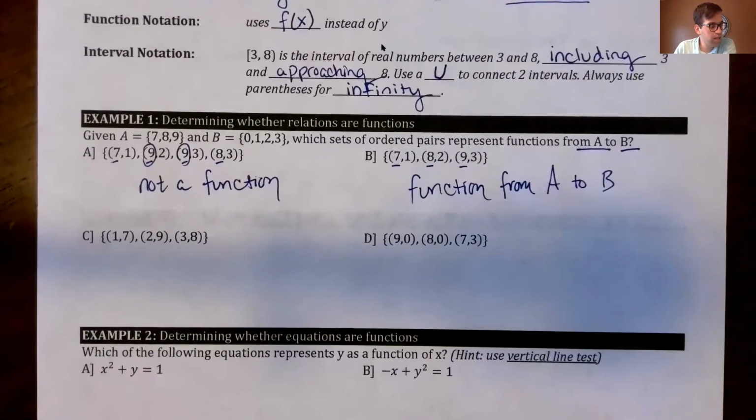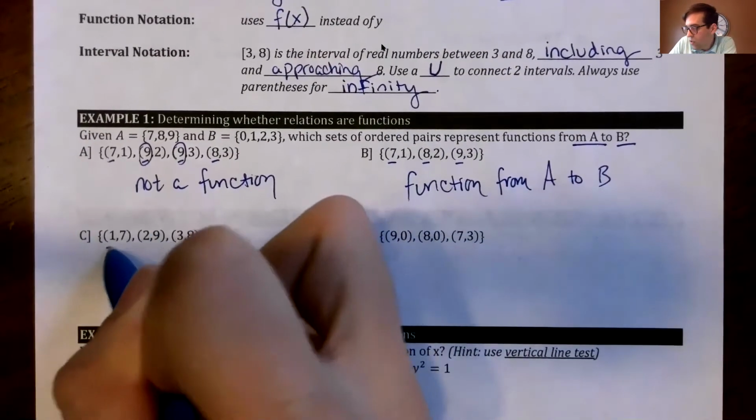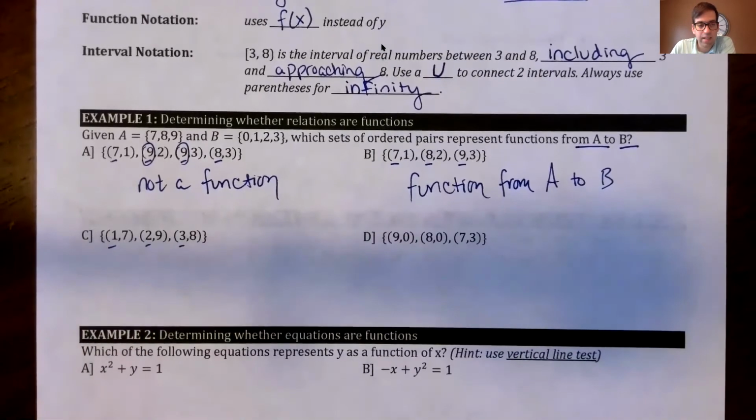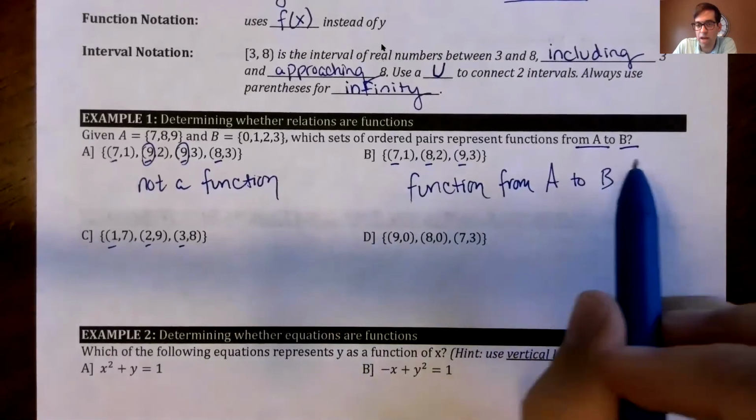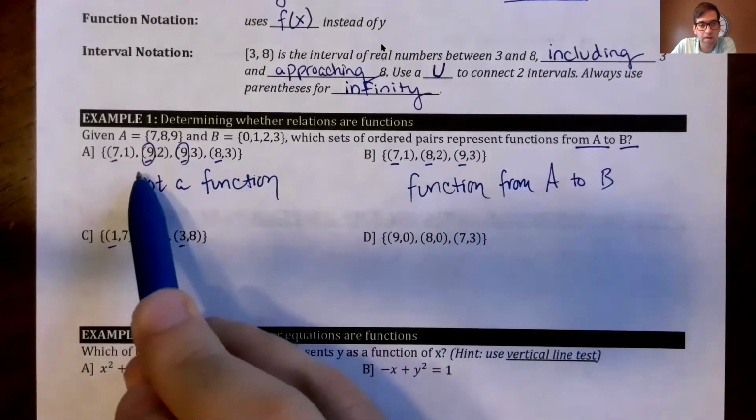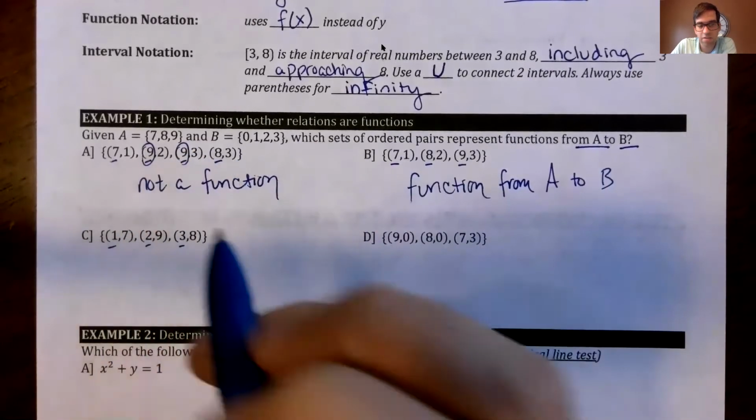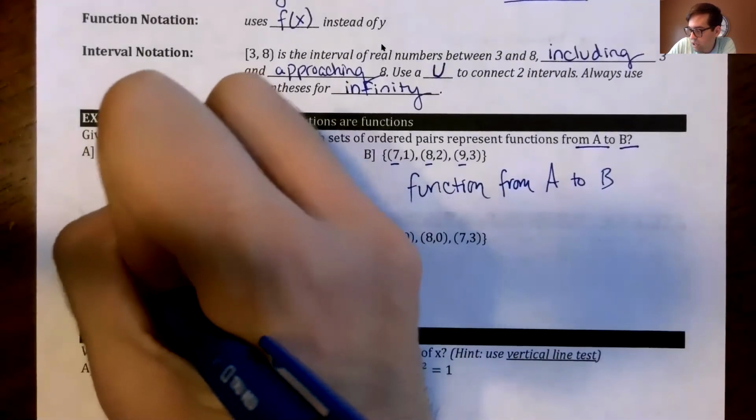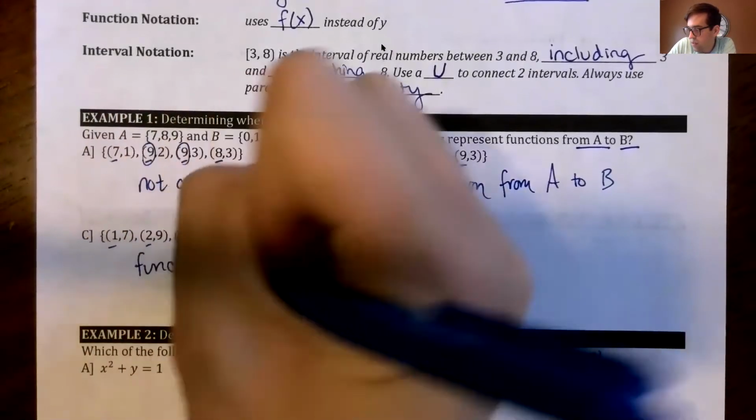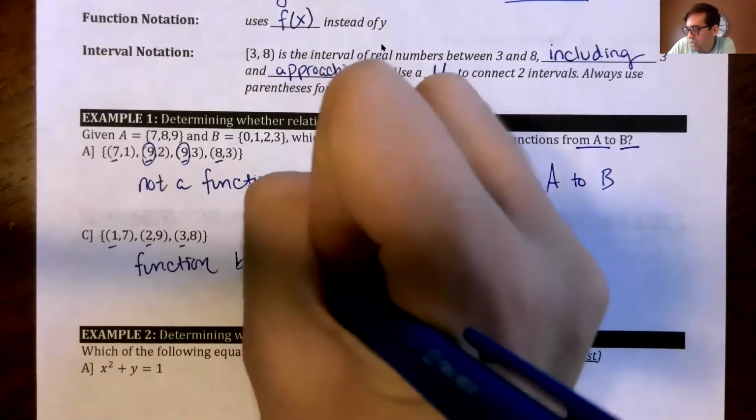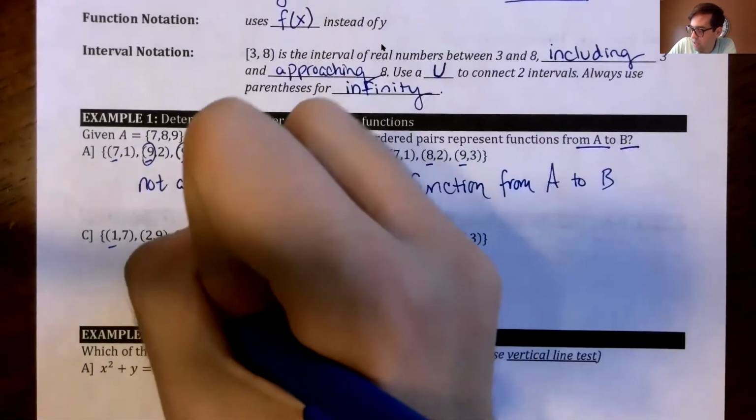If we look at letter C, we do have a function here. Technically, none of the x values repeat, but this is not from A to B, right? We don't map elements from A to elements of B. So this is a function, but it's not mapping from A to B.